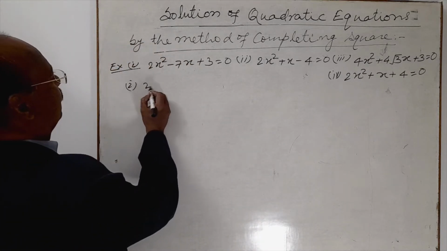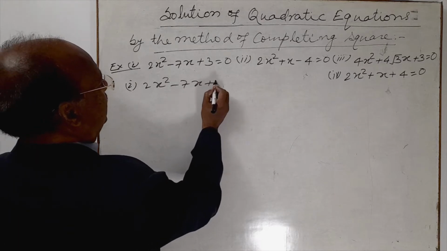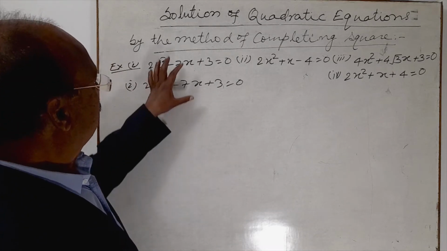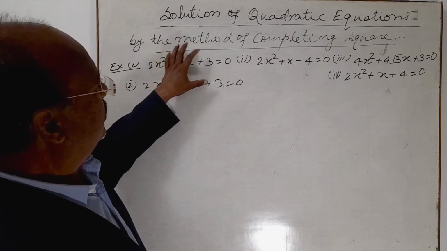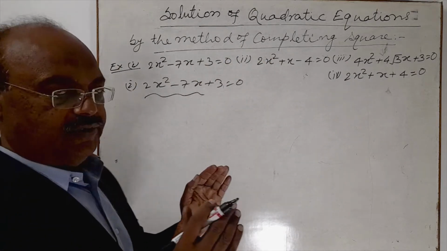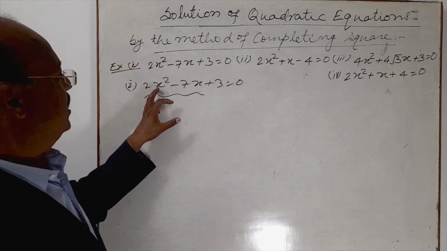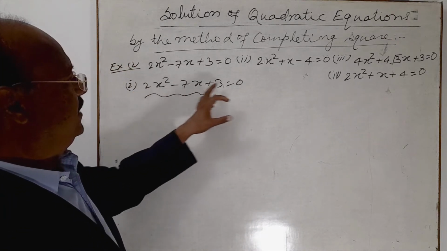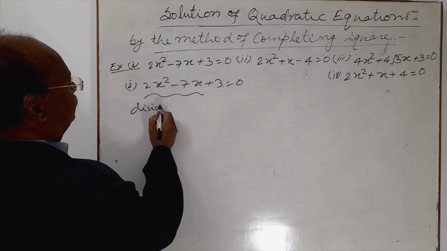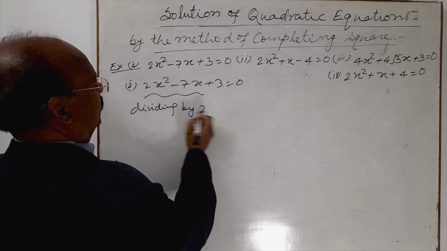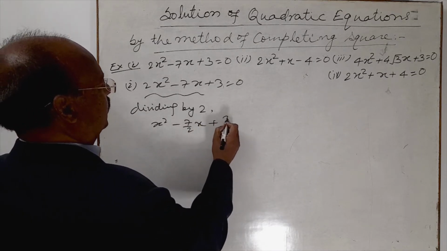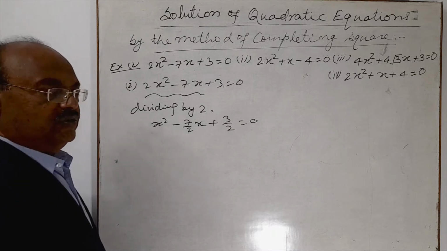Here the first question is 2x square minus 7x plus 3 is equal to 0. We have to use the method of completing the square, which means we must have a square of two terms. So this first term cannot be a perfect square. Let us divide the equation throughout by 2. Dividing by 2, we will get x square minus 7 by 2x plus 3 by 2 is equal to 0.